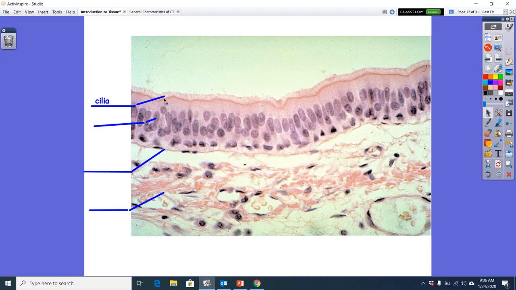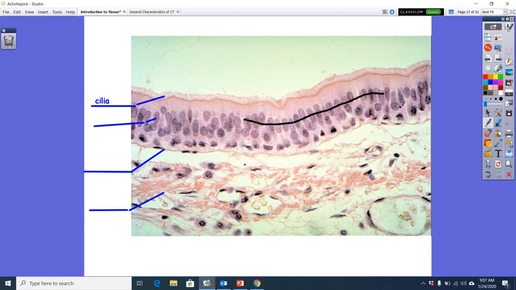Now, if it's zoomed really far in like this one, then the cilia are obvious. If it's zoomed really far out, they may not be. So you've got to have a way to double check yourself that this is pseudostratified columnar versus simple columnar. And so the next thing to do is to look at the nuclei. And you can't really lay a pencil down or draw a line across these nuclei and kind of hit all of them at one time.